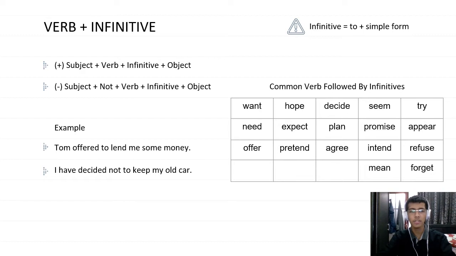The example of this type is: Tom offered to lend me some money, and the second one is: I have decided not to keep my old car. There are also some common verbs followed by infinitives, such as want, hope, decide, seem, try, need, expect, and many more. Some are already mentioned in the table on the screen.